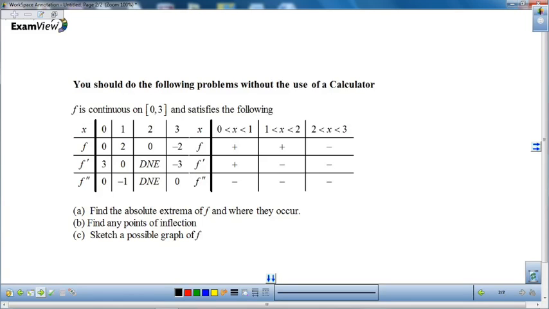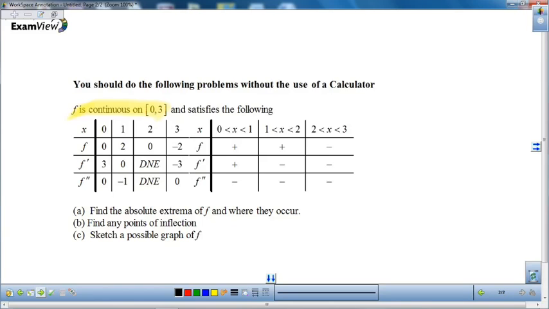So we're given that the function is continuous at 0, 3, and it satisfies this condition. So we want to find three things. We want to find the absolute extreme values, any points of inflection, and then we're going to sketch the graph. One of the things for me is that when I see all this data, it's really confusing.